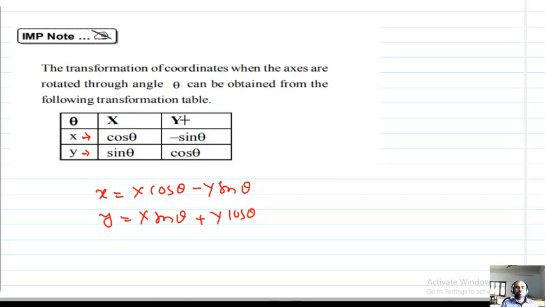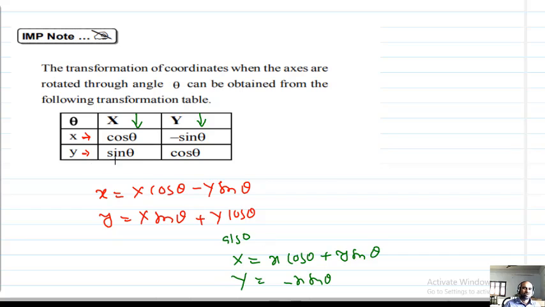Sometimes you want capital X and capital Y. If you want capital X, an arrow like this, I will write that also. Capital X equals small x cos theta plus small y sin theta. Sometimes you want capital Y in terms of small x, small y and theta: capital Y equals minus x sin theta plus y cos theta. Okay, students, no need to remember these four.